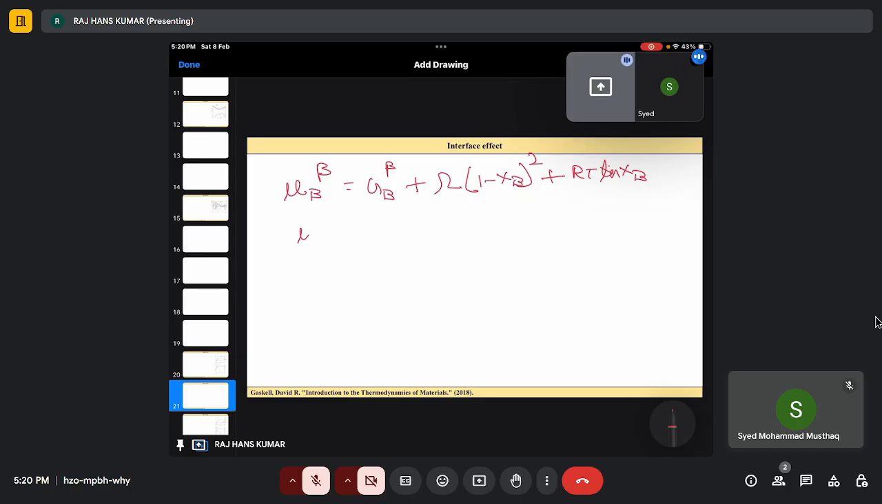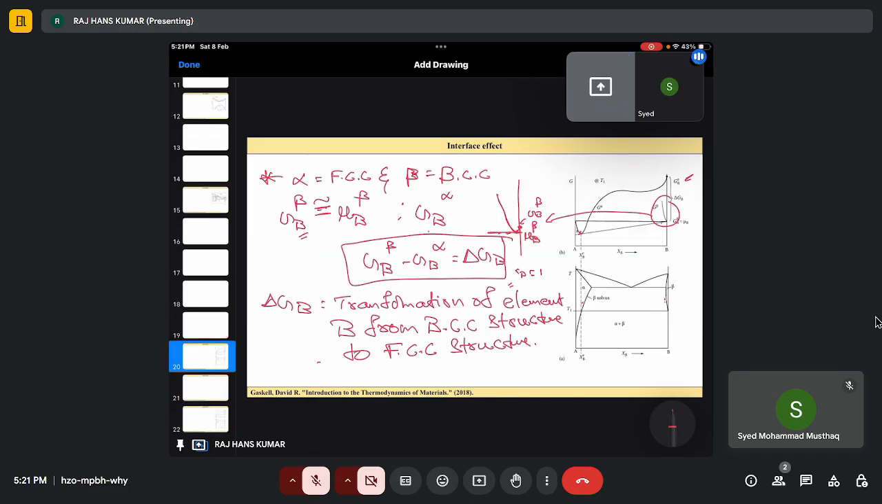mu b beta, chemical potential minus gb beta equals omega times 1 minus xb square plus RT ln xb. Now, what can I change here? So, what else can I change? I can write gb alpha here, right?